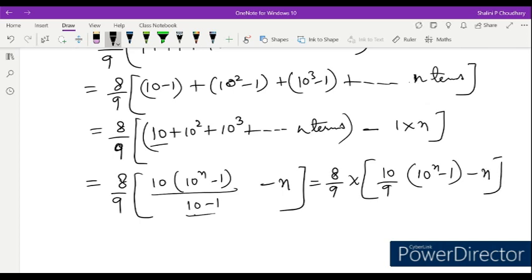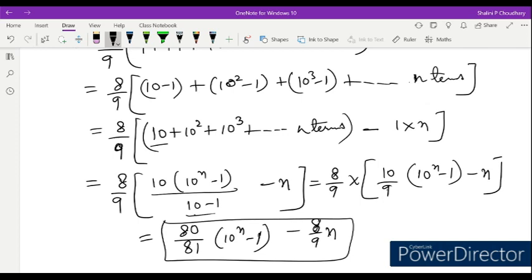Now what we have to do, we can directly multiply this, so we'll get 8 upon 9 into 10 upon 9, that is 80 upon 81 into 10 to the power n minus 1, minus 8 upon 9 n. So this will be the sum of n terms.